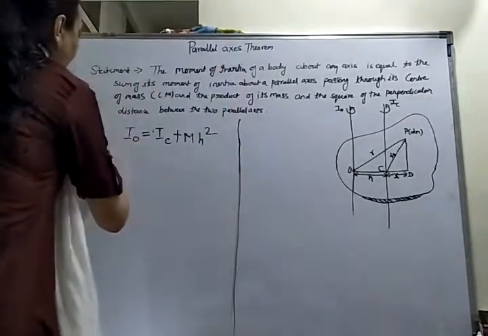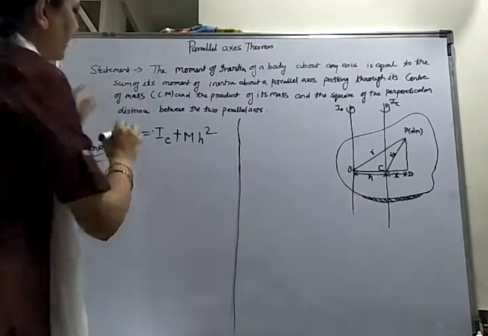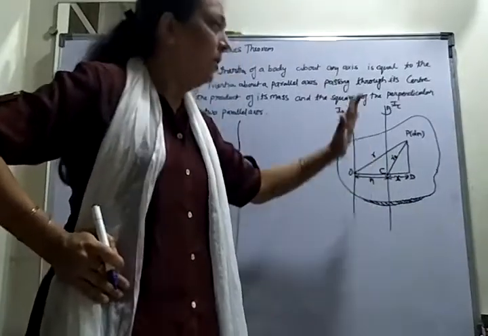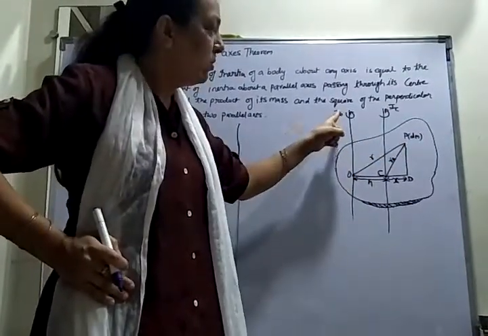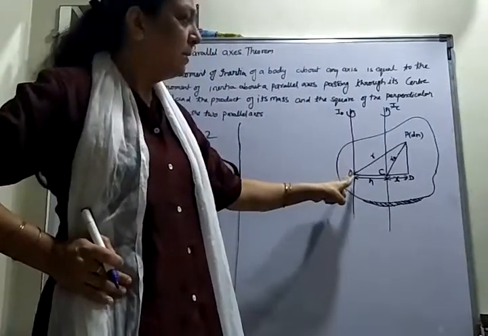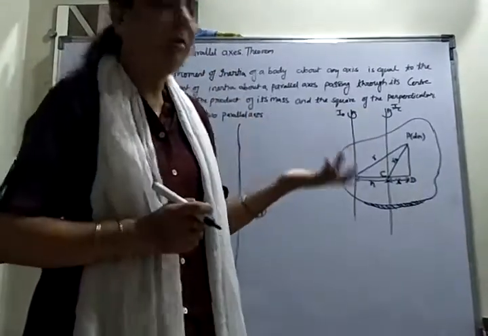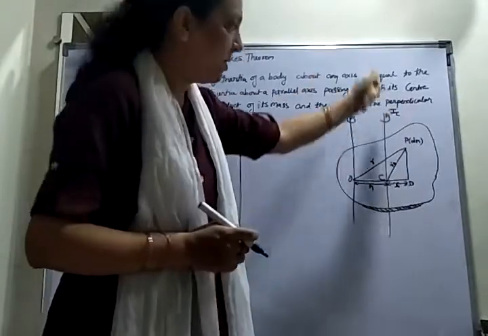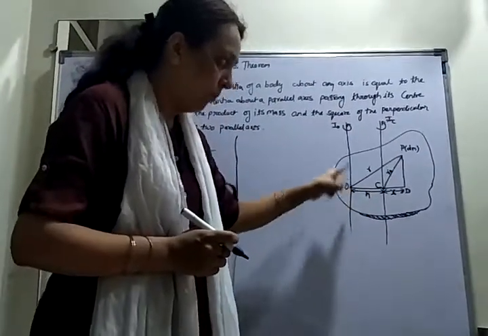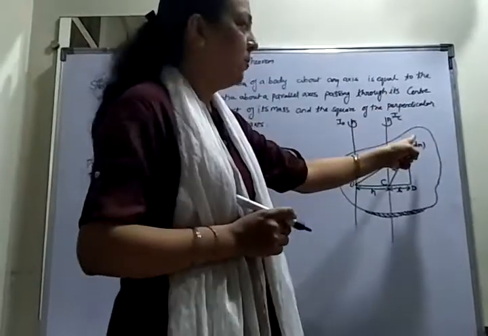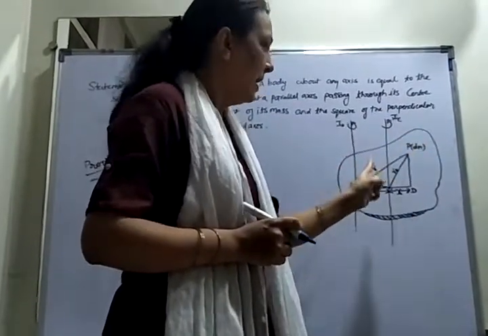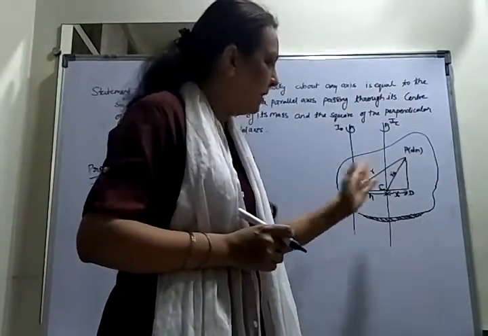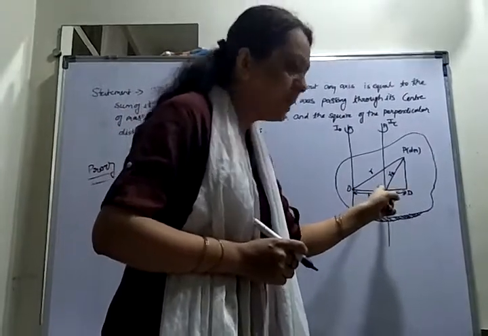Now we are going to prove it. For the proof, first consider a rigid body of mass M rotating about an axis perpendicular to the plane of paper, passing through point O. Now consider a point C which is the center of mass, and an axis IC passing through the center of mass, at a distance h from the point O. Now consider a point P having mass dm, at a distance r from O and r0 from C, and draw PD perpendicular to OC, at a distance x from the center of mass.